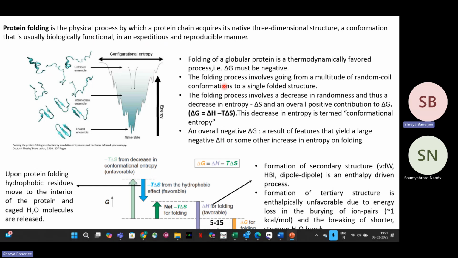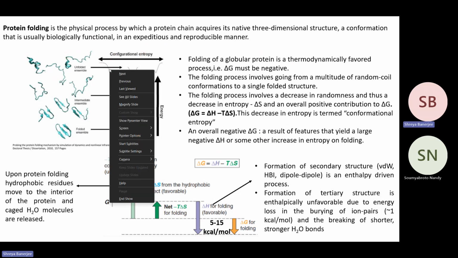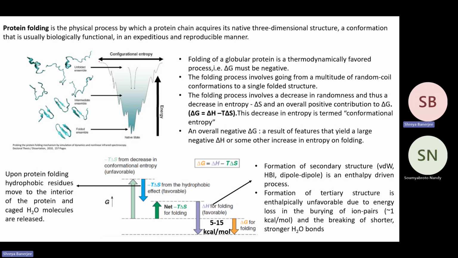So the folding process is thermodynamically favored. Basically, this is called the folding funnel, where you have many different states. Suppose the protein initially starts here. While folding, it will go into many different states. There can be multiple intermediates, but the native state is only a single structure. The folding process can occur in different ways, but all the processes will eventually converge into one single native state structure.